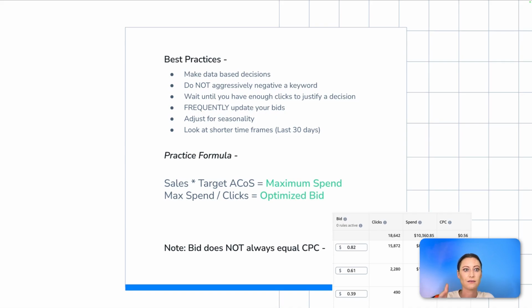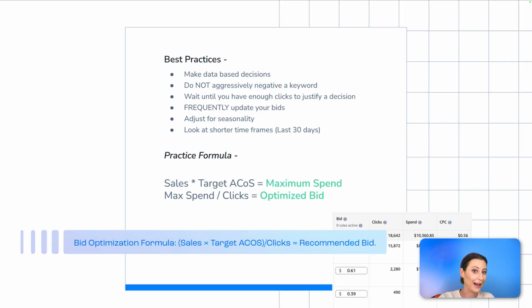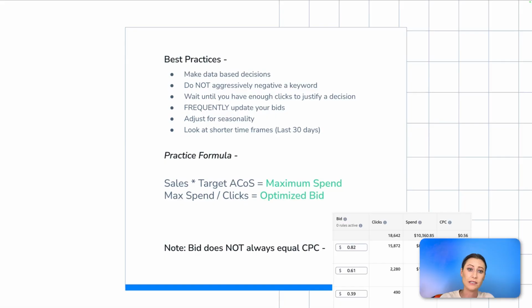Take your sales times your target ACoS. That's going to show you what your maximum spend should be. Take that maximum spend and divide it by your actual number of clicks for that keyword. That's going to show you what your bid should have been. Look at your bid and look at your CPC. The CPC is what you did pay. The bid is what you're going to adjust to now that you understand your conversion rate and your ACoS formula.